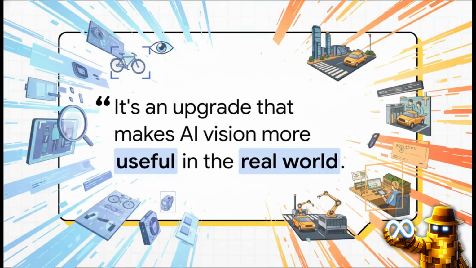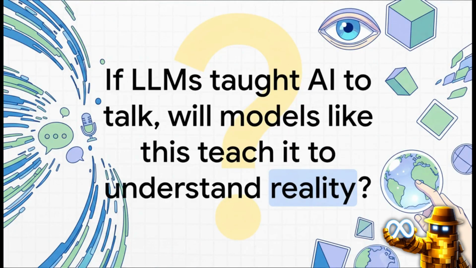So, when you boil it all down, what's the key takeaway here? If you remember just one thing, let it be this. Meta's SAM 3.1 is a fundamental upgrade that makes AI vision dramatically more practical and useful in the real world. It's giving AI eyes that are both smarter and a whole lot faster. And that leaves us with one last really big question. If large language models taught AI how to talk, are perceptive models like SAM 3.1 what will finally teach AI to truly understand our physical reality? It really feels like we're one huge step closer to finding that out.